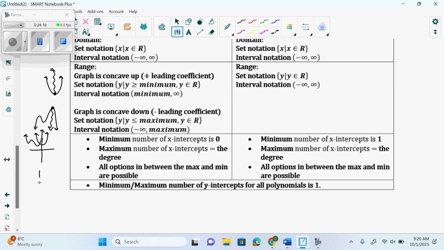So if I did a degree 4, I could have 0, or I could have 1. That would be a lie. That is going to give me 2. You're welcome. That could be 2. Or I could have 1 with a multiplicity of 2, but still only one x-intercept. Or I could have 3.